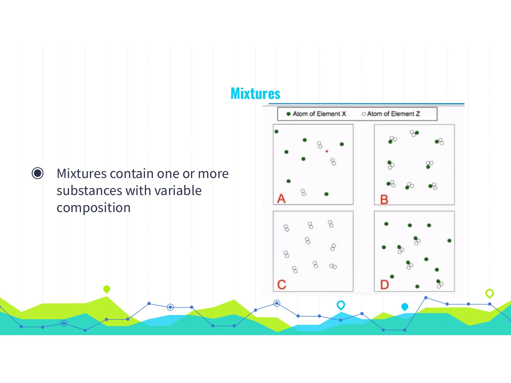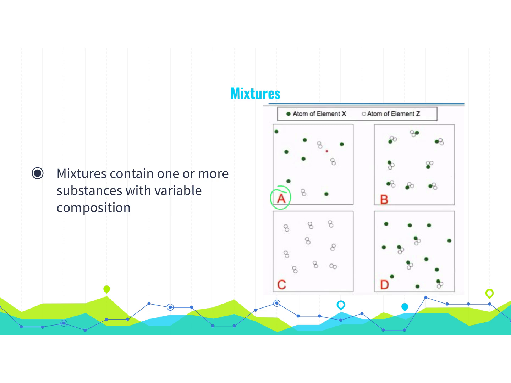So for example, in this one here, if we go through each one of them individually, in letter A, we have atoms of element X as well as atoms of element Z, right? Those atoms of element X are on their own, and in Z, they're in a diatomic. Clearly, this has one or more substances with a variable composition. And so in this case, I'm actually going to do this with a green one, this would be a mixture.